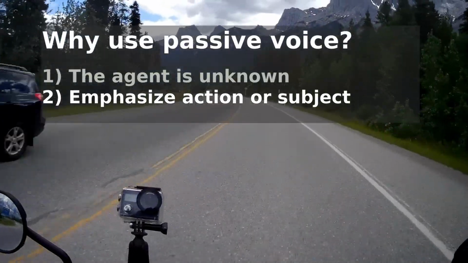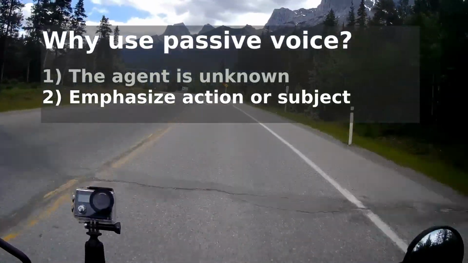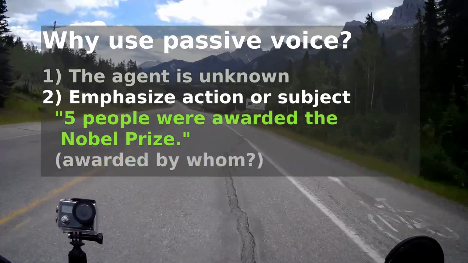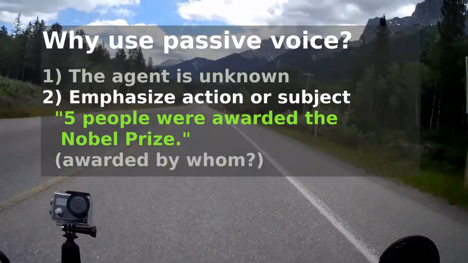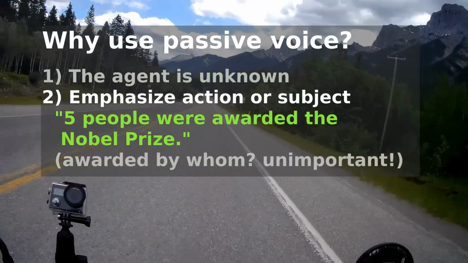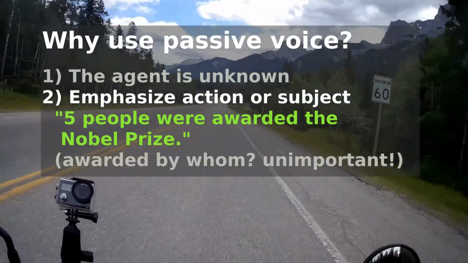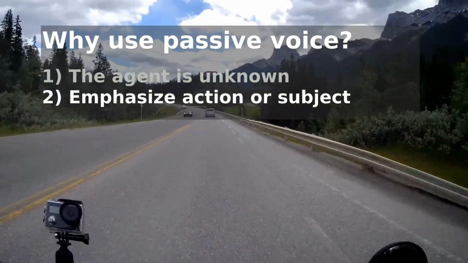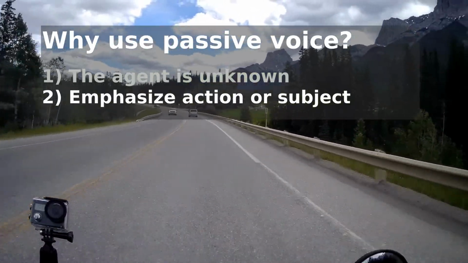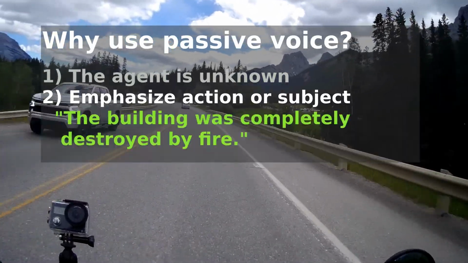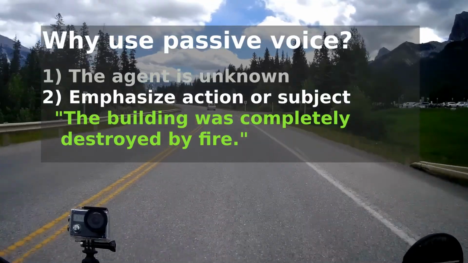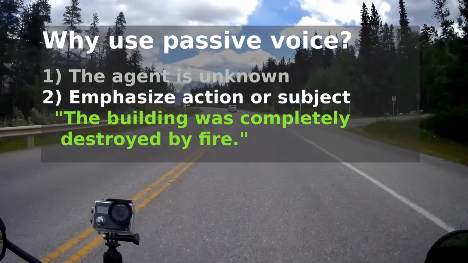the thing that's happening, or the subject, the recipient of the action. So for example, 5 people were awarded the Nobel Prize. Okay, awarded by whom? Well, the Nobel Prize Committee, presumably, but it's not important. That's not what the story's about. What we want to emphasize there is the award itself. Or if we want to emphasize the subject of the passive voice sentence, for example, the building was completely destroyed by fire. If we're talking about a building, yes, we explicitly mentioned the agent in that sentence, by fire.